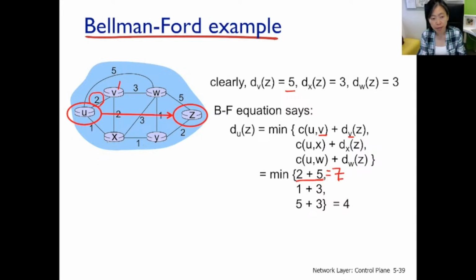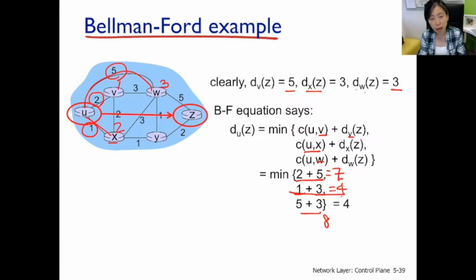Second neighbor, X. The link cost from the source to X is 1, and dxz is reported as 3. So this is 4 here. Wow, nice. Third neighbor, W. Link cost is 5, and dwz is 3. So together, 8. So obviously, 4 is the minimum value.